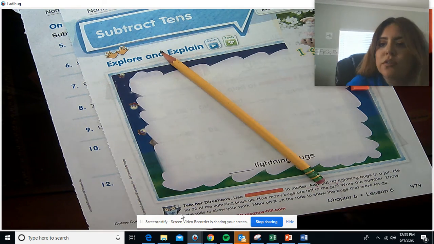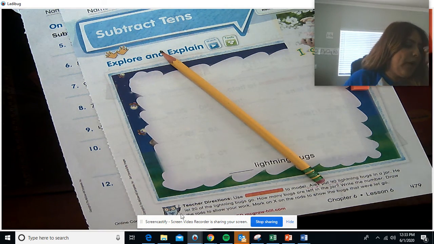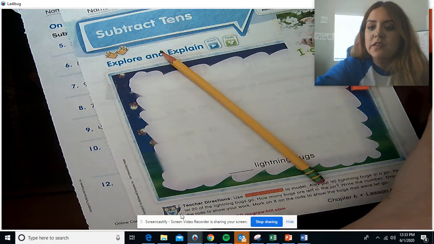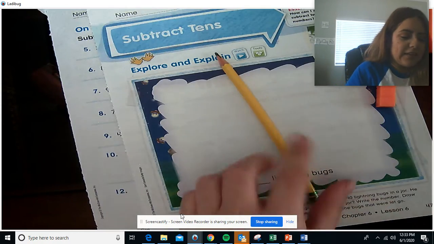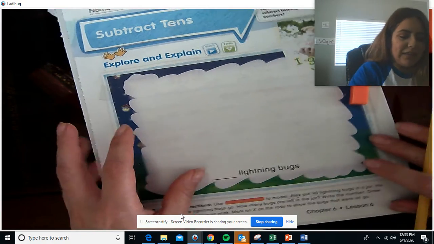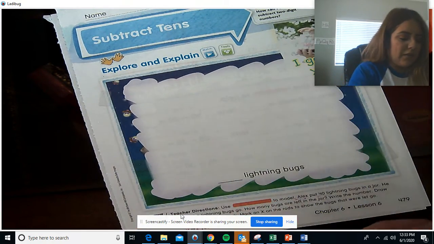All right, my kiddos. So today for math, we are going to subtract. Last week we were adding by tens. Today we're subtracting by tens. So a few things before we get started.